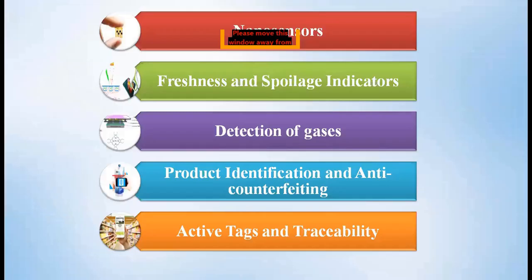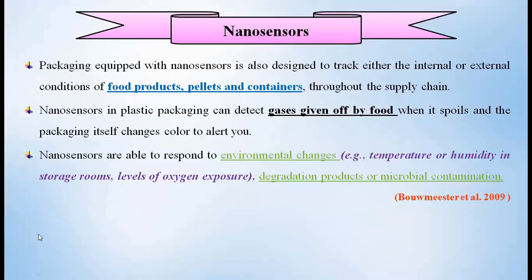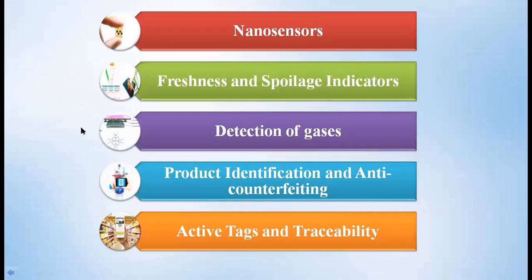So these are some of the applications of nanotechnology. Intelligent packaging, where nanosensors are being used, freshness and spoilage indicators are there. It detects the gases, whether due to respiration there is an increase in certain kinds of gases or not, whether ethylene is increased or not, then product identification and anti-counterfeiting. It also gives active tags and traceability.